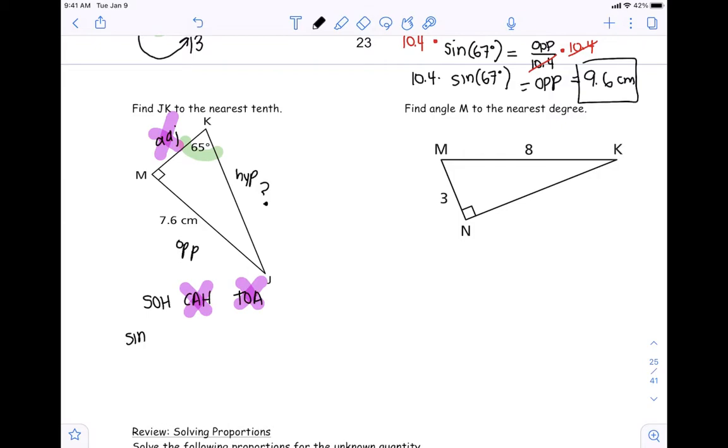So let's use sine again. Sine is always equal to the opposite side divided by the hypotenuse. Now let's fill it in. We know that the angle we're looking from is 65 degrees.